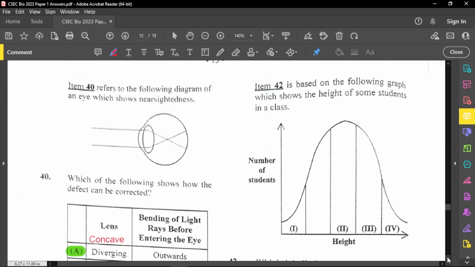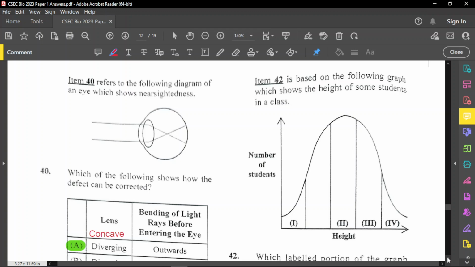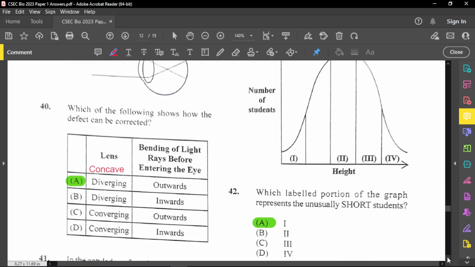All right, for question number 40, it says item 40 refers to the following diagram of an eye which shows nearsightedness, and that is myopia. And it says which of the following shows how the defect can be corrected. Just to make a note here, you're going to use a concave lens, which is the same thing as a diverging lens, and the rays will bend outwards.